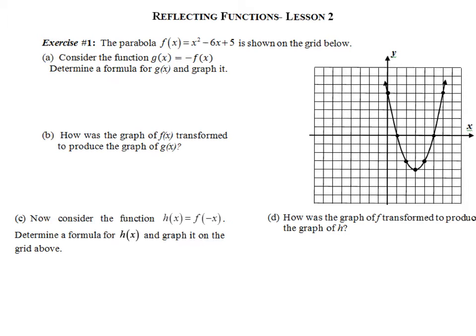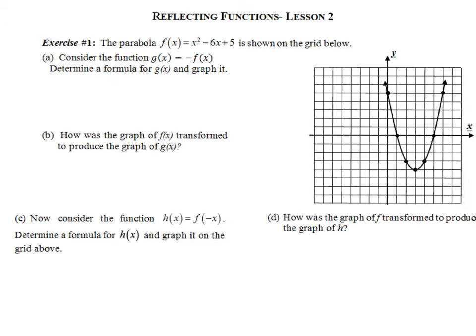Today in lesson number 2, we're going to work on reflecting functions over different axes. So let's take a look at exercise number 1. We're given the parabola f of x with the equation x squared minus 6x plus 5. We want to consider the new function g of x, which is the negation of f of x, minus f of x. Determine a formula for g of x and graph it.